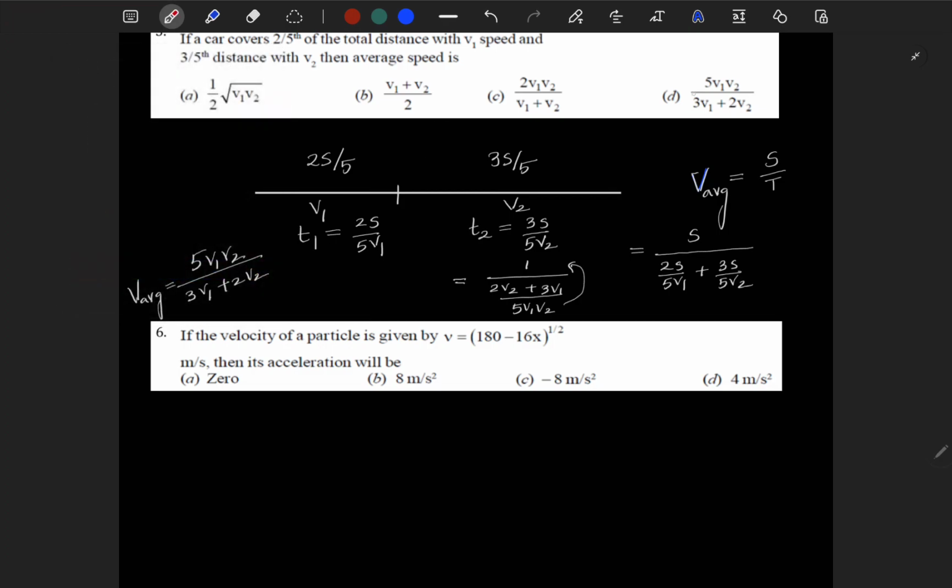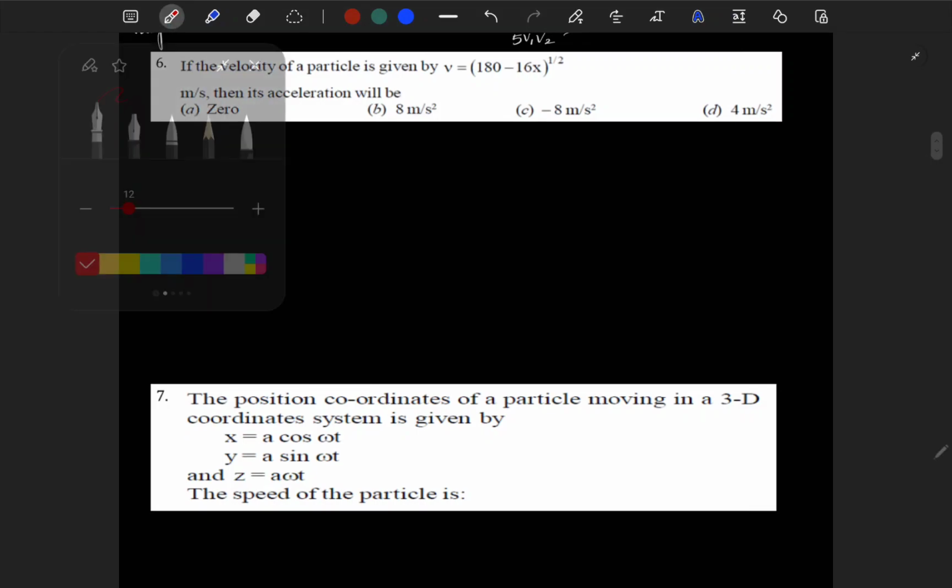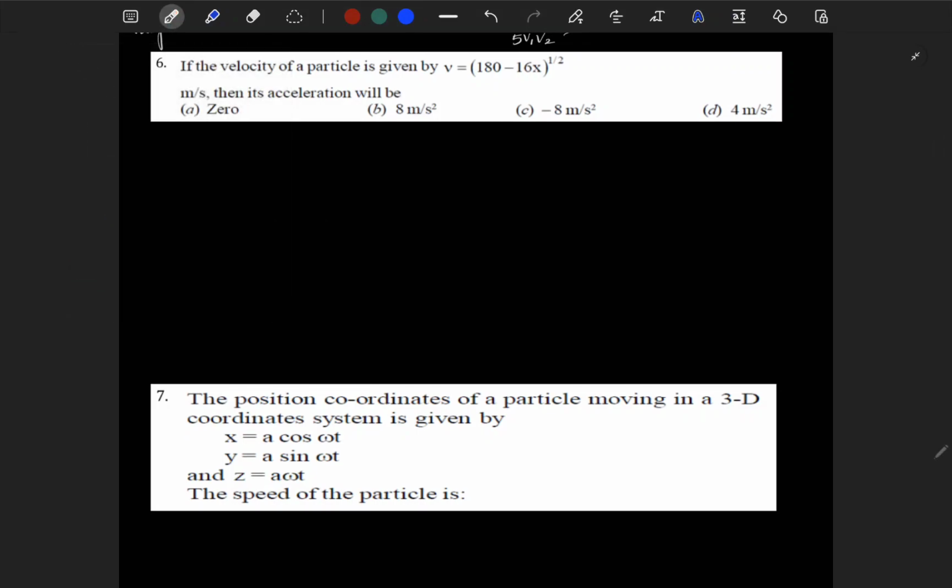I'm marking it here. So that's the answer for this question number 5. Let's jump to question number 6. Let me change the color. If the velocity of a particle is given by v is equal to root of 180 minus 16x. So this is also an easy question from kinematics.